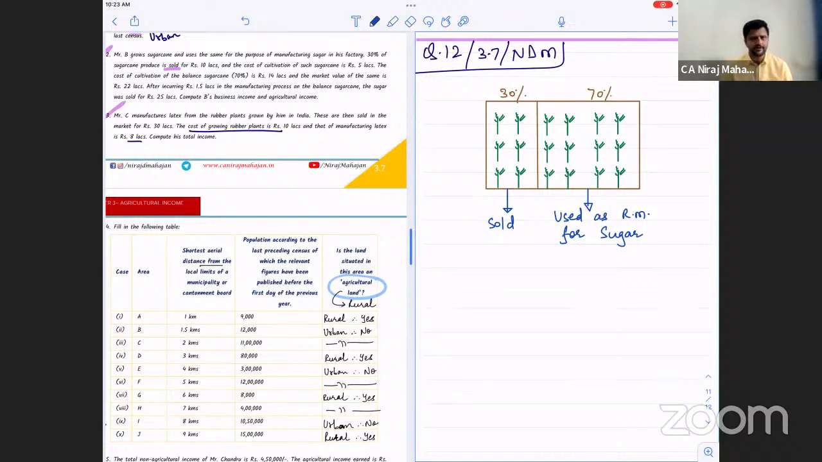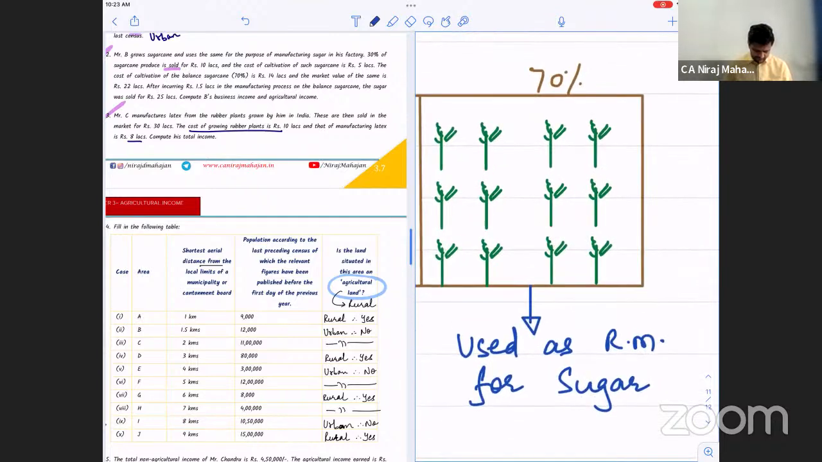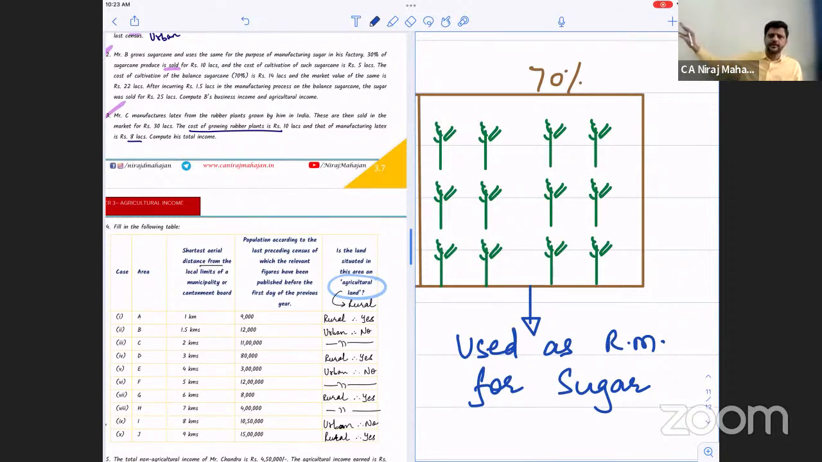So the different part is the remaining 70%. This I have to apportion between agriculture and business. What does the rule say? Now, the 70% of sugarcane is not sold, it is used as raw material. So whatever sugar I have made is obviously out of this 70% only. They have not given anything else. I have not bought sugarcane from anybody else. So I have made sugar out of this 70%. What is my business income? Total sale price minus manufacturing cost minus fair market value of this 70%. Clear?